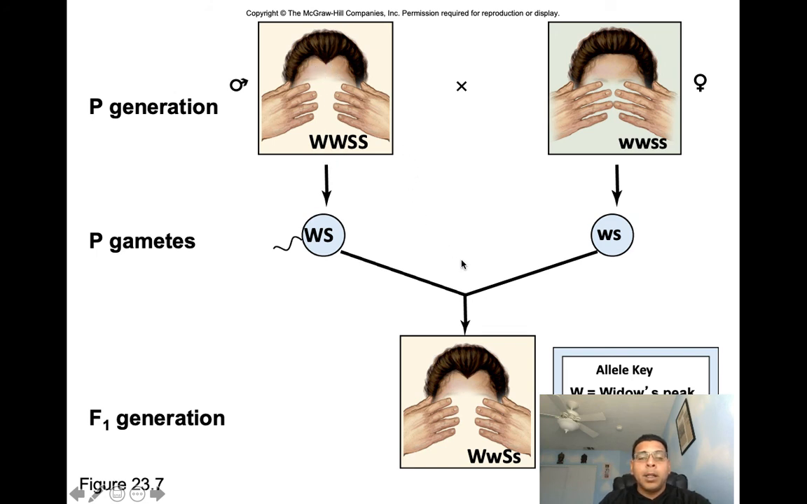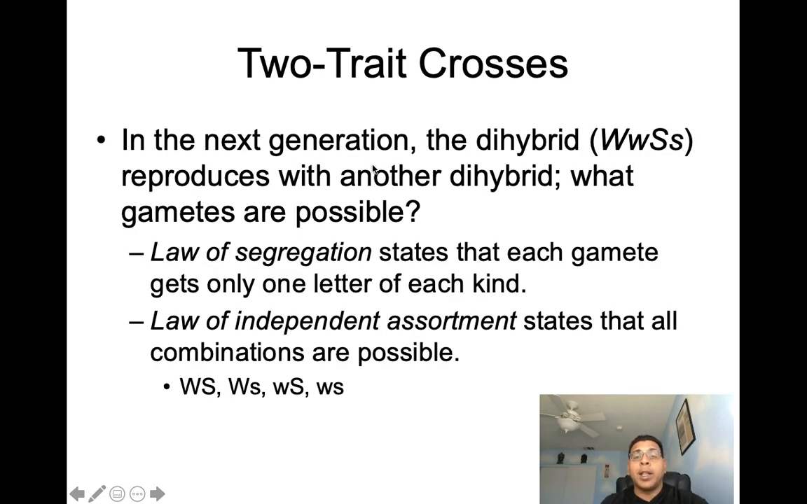Now let's see, in the next generation, the dihybrid: that F1 generation offspring that has the genotype capital W, lowercase w, capital S, lowercase s. If they were to reproduce with another dihybrid, what gametes are possible? The law of segregation states that each gamete gets only one letter of each kind. The law of independent assortment states that all combinations are possible.